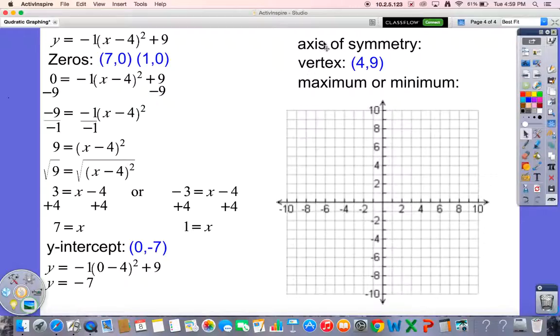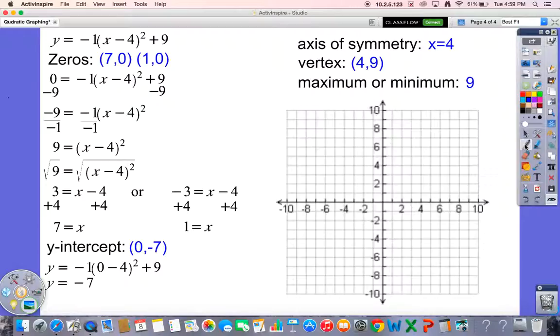Recall that our axis of symmetry is an x equal line that has the same value as the x value of our vertex. So this is an x equal 4 line. And our maximum here is going to be the y value of the vertex. So our maximum is going to be at 9.